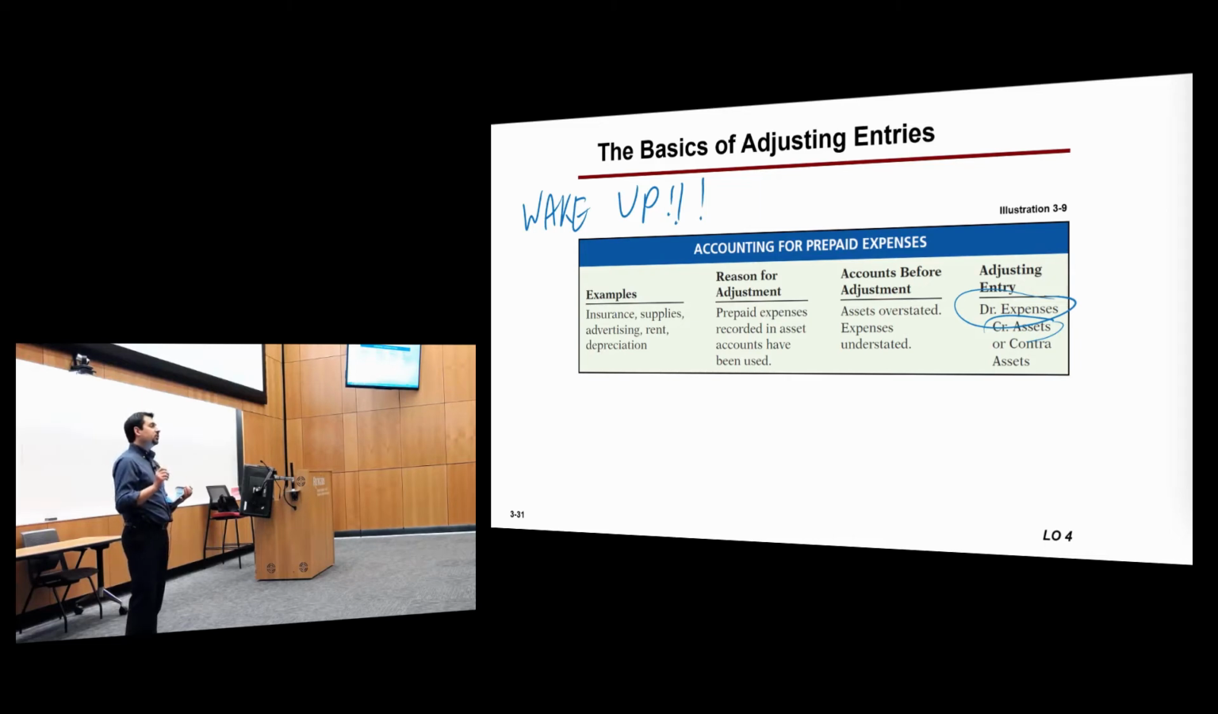Before making the adjusting entry, we said that we had 12 months worth of insurance policy. At the same time, we said we hadn't recognized any expenses as insurance expense. So our expenses were understated. We'll fix that. Any questions?